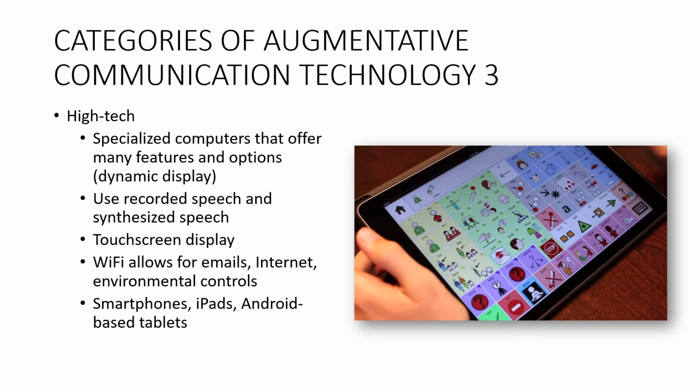That means on the same display, you can move it around and adjust it. It's flexible. Use recorded speech and synthesized speech, touchscreen display. Wi-Fi allows for email, internet, environmental controls, and they're also known as smartphones, iPads, Android-based tablets, laptops, computers. All those things would actually be considered high tech.